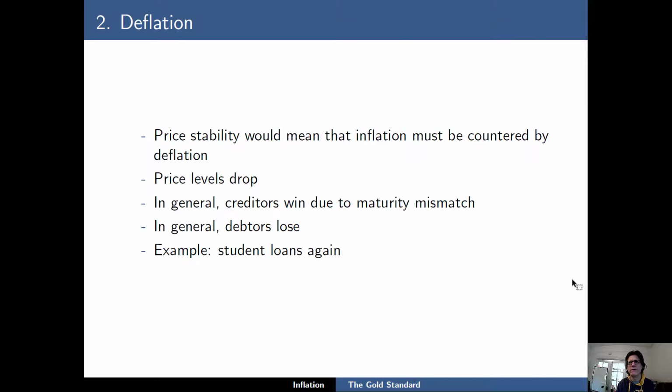And the other reason is that if we had total price stability, it would mean that inflation must be countered by deflation. And deflation would be much more damaging to the economy than inflation. Deflation would just mean the overall level of prices would drop. And in general, creditors would win, and in general, debtors would lose. So in other words, it would become much more difficult for you to pay off your student loans, for people to pay off their mortgages. And when it becomes more difficult for people to do that, they tend to default on that debt. They tend to not pay it, and the bank does not recover any money from them.